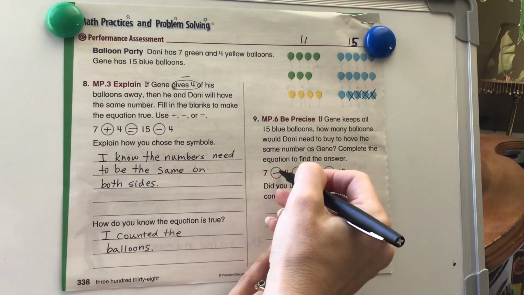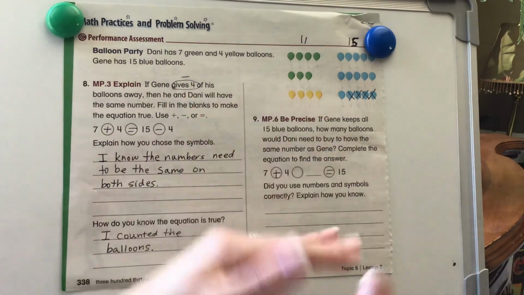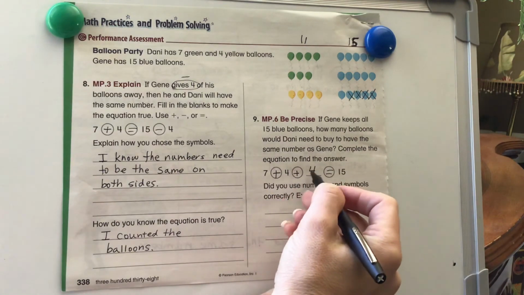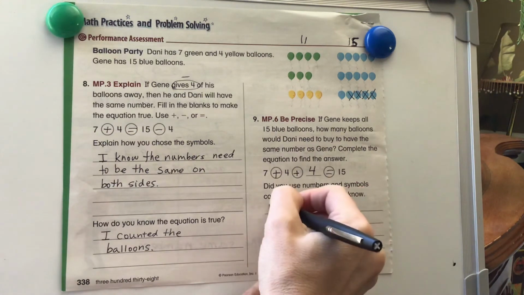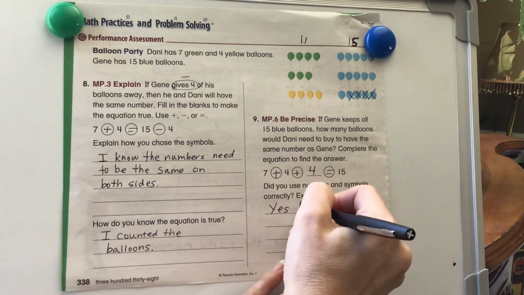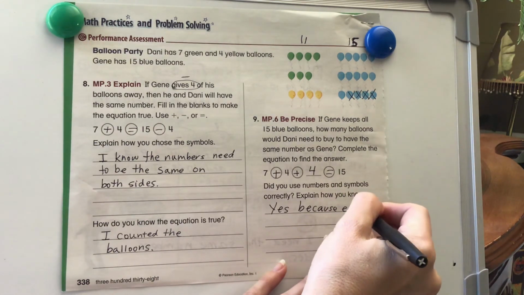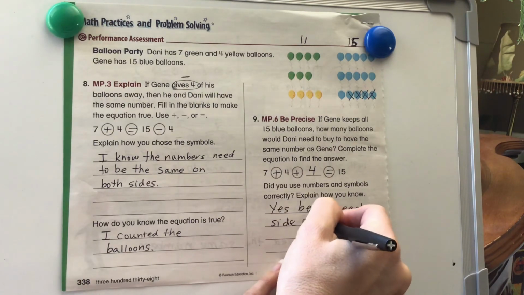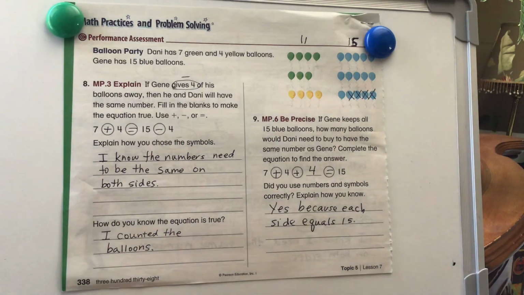7 plus 4 is 11. 11, 12, 13, 14, 15. Plus 4. 7 plus 4 plus 4 equals 15. It says, did you use numbers and symbols correctly? Yes. Explain how you know. Because each side equals 15. Okay? Each side equals 15. Excellent job on this one, everybody.